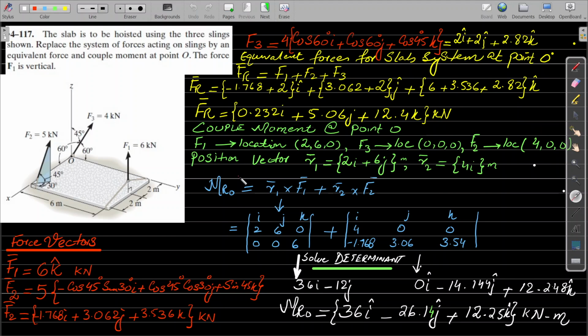Okay, so this was a good problem. I hope you have understood this force moment problem. It's a three-dimensional problem.